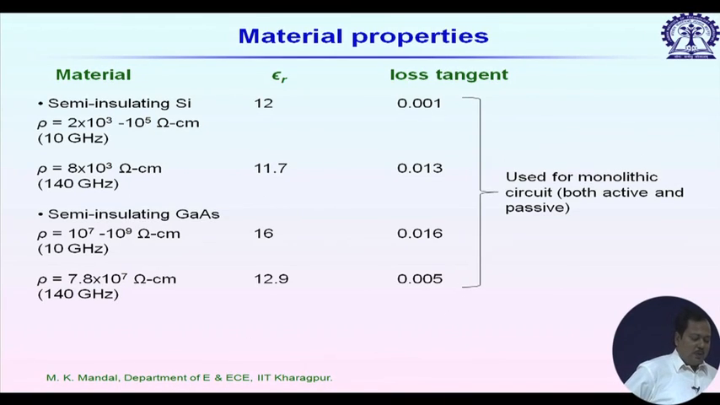Now, in the previous discussion, when we were going through different dielectrics, we were considering mainly circuit design in printed circuit board technology, but we can also design circuits on chip. In that case, we have to use silicon, germanium or group 3, group 5 materials. So, let us see how these materials behave at millimeter wave frequencies.